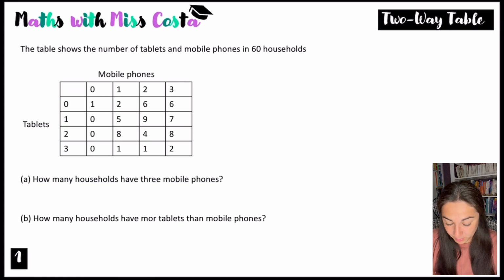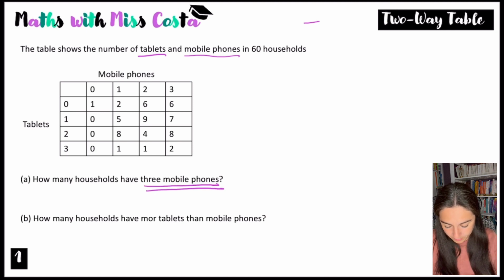Okay, so statistics and probability. Let's do it in one fell sweep. So here we've got a two-way table. All that means is that it's collected data about two different things. So in this case, the number of tablets and mobile phones in 60 households. So the question asks us, how many households have 3 mobile phones?